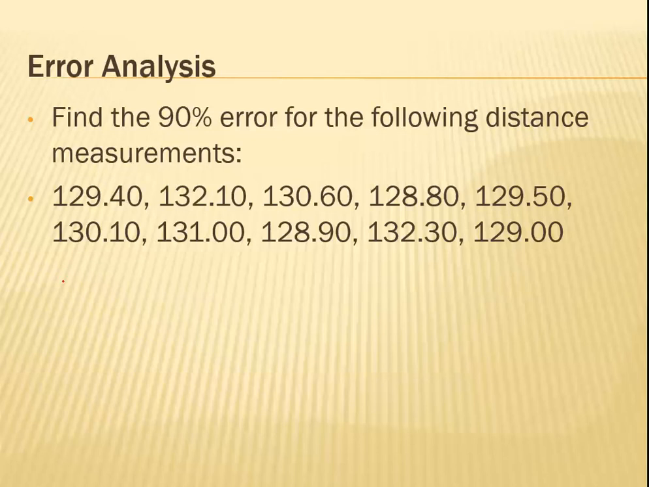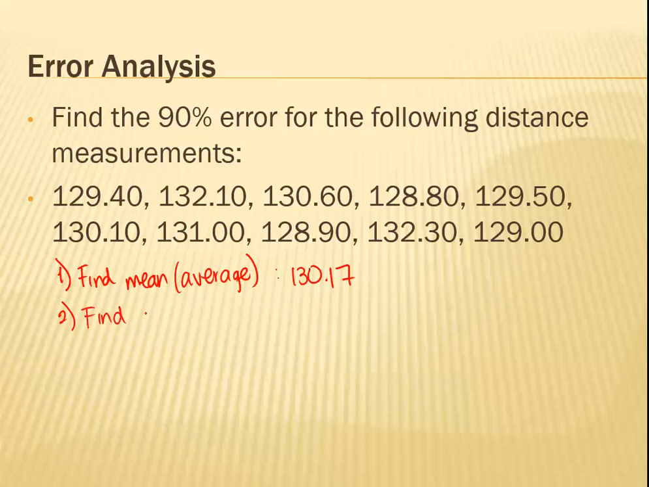Well, the first thing I have to do, step one, is find the mean, or the average. Remember that to find the average, you add up all the numbers and then you divide by the number of numbers, in this case 10. And in this particular example, my mean is 130.17. Step two, you're going to find the standard deviation. So the way you calculate this is the following.